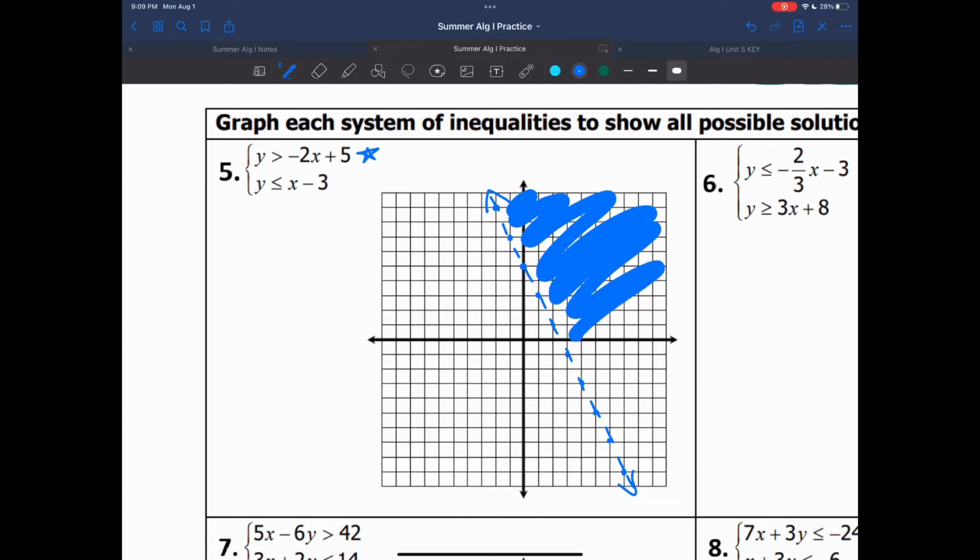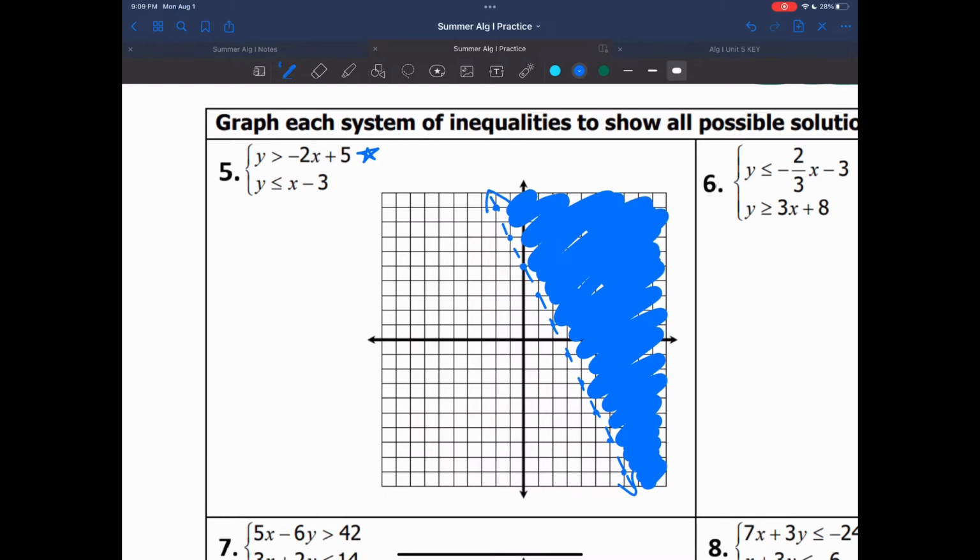For now, that's not my final answer. Again, I say do it lightly. I would do it lightly if I had a paper in front of me. Okay, so that is currently my shaded area, but I know I'm going to have another shaded area with my second equation, and where the two shadings overlap each other, that's going to be my answer.